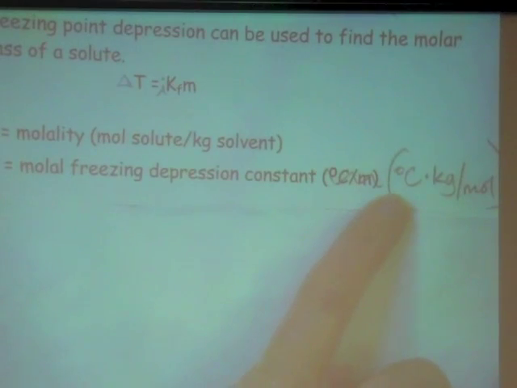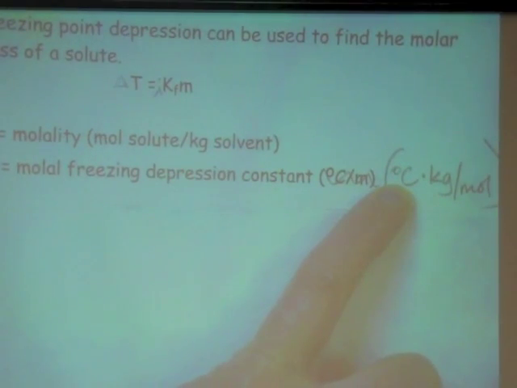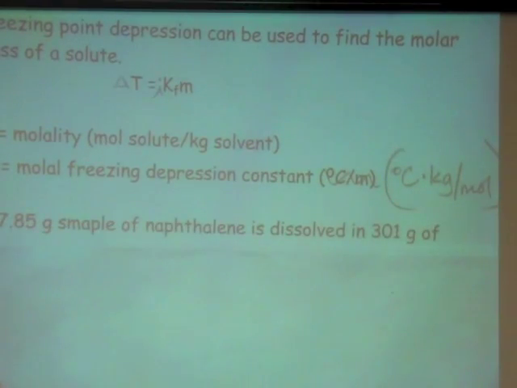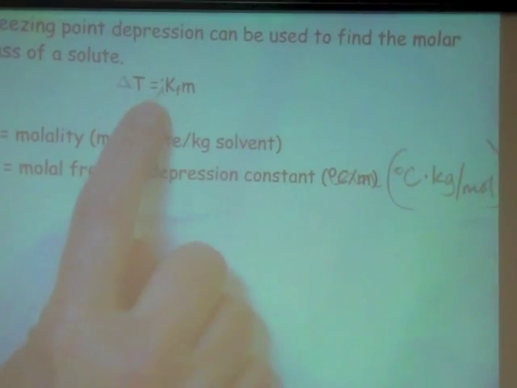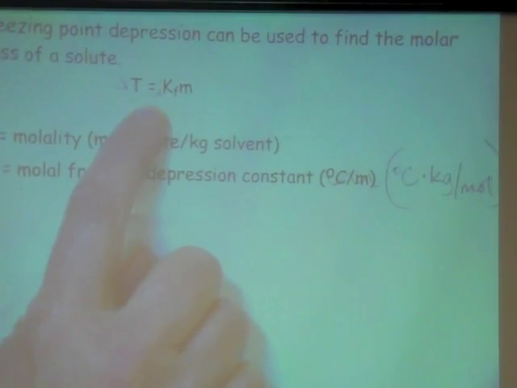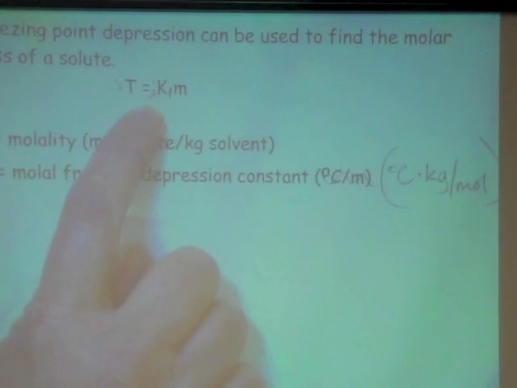So really it means how much does the temperature decrease for the kilogram of the solvent for every mole of solute added. And i is something called Van't Hoff's constant. For the problem that we're going to do here, Van't Hoff's constant is going to be 1. I will talk about Van't Hoff's constant in class tomorrow, but for what we're doing right here, it's going to be 1.